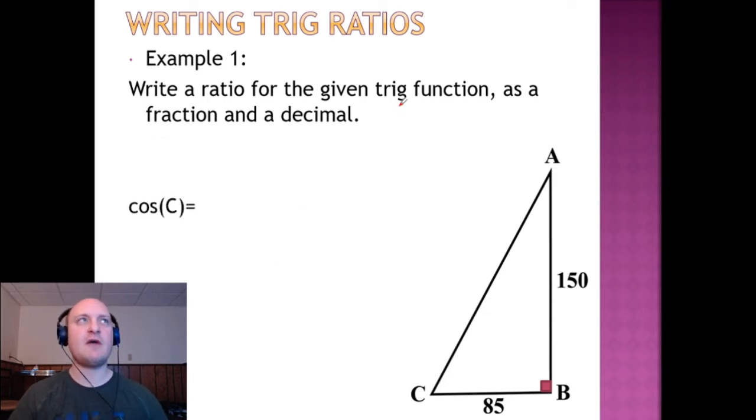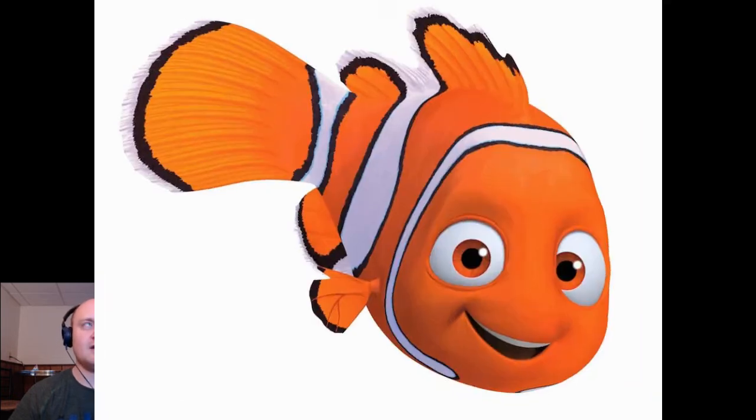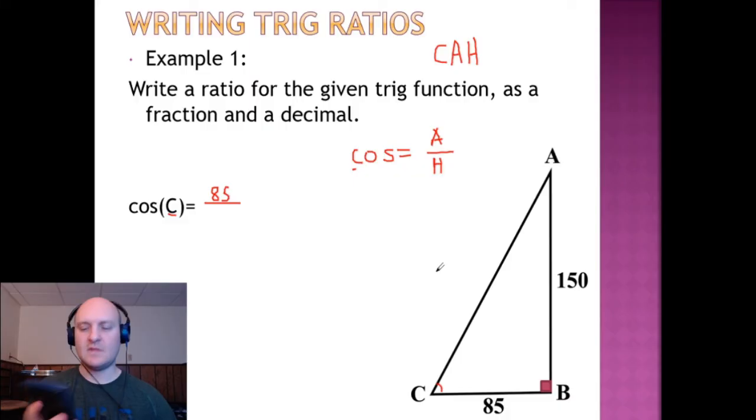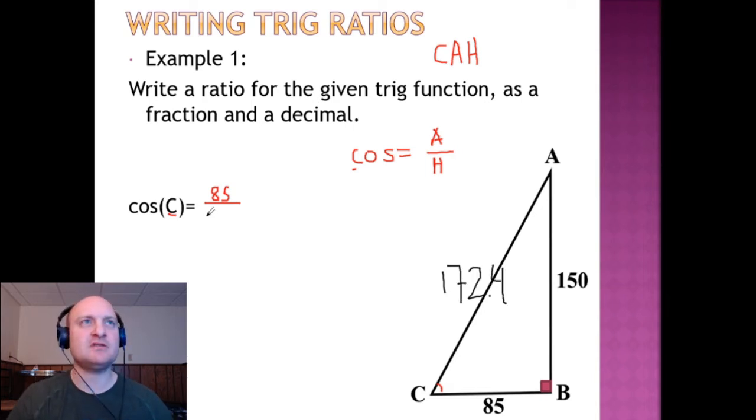For the second example, let's look at cosine. When we're trying to figure that one out using SOHCAHTOA, CAH is referring to the cosine of the adjacent side over the hypotenuse. So if we're looking at angle C, which we are, we'll need the adjacent side, 85, over the hypotenuse. Uh-oh, the hypotenuse is missing. Dun, dun, dun! It's Pythagorean theorem time. Okay, I got 172.4. I'm rounding it to 172.4, and I'm going to leave that as my answer for now.